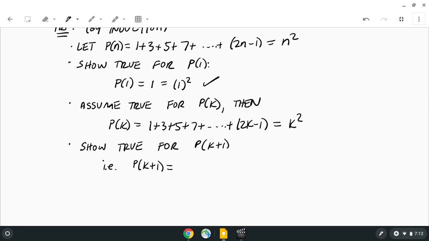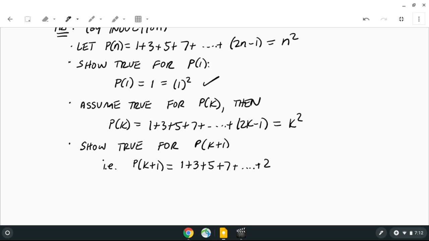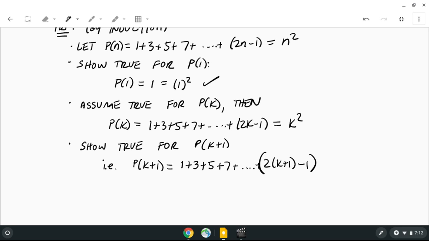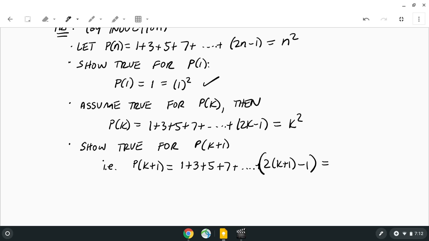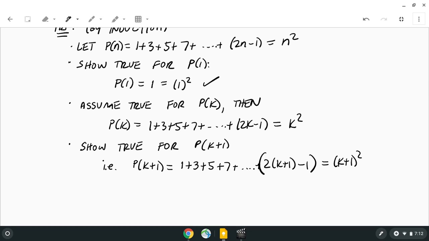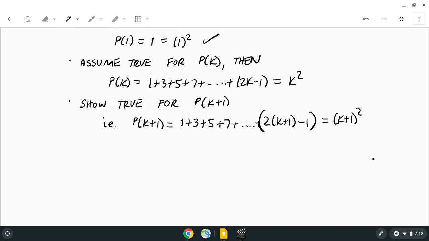So now n is k plus 1. If I write this sum out, then here I'm going to get k plus 1 right inside here. And it should be equal to k plus 1 squared. So that's what I'm trying to show. I'm trying to show that this sum over here is equal to k plus 1 squared.